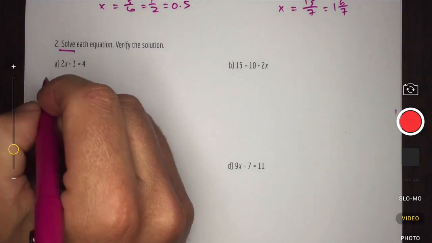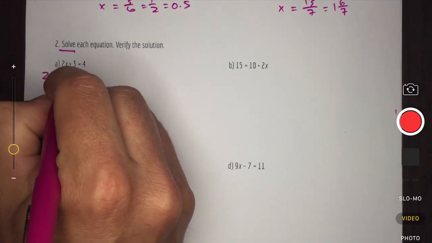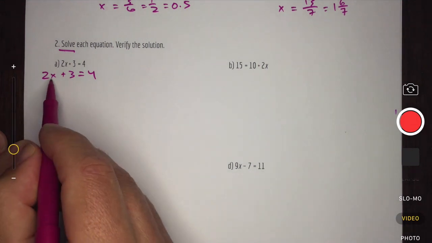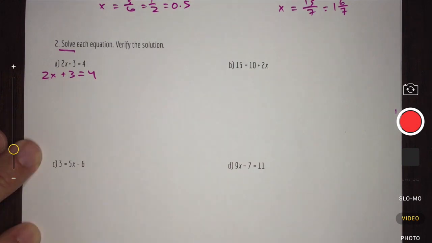So with our first question, what we have is 2x plus 3 equals 4. And again, what we want to do is we have to do a little bit of algebra. We have to do a little bit of regrouping and perhaps some dividing and use BEDMAS. And eventually what we want to get is a value or a numerical amount just for x.